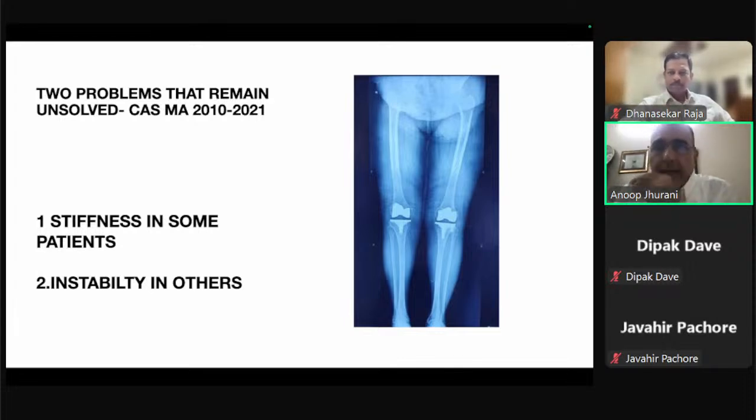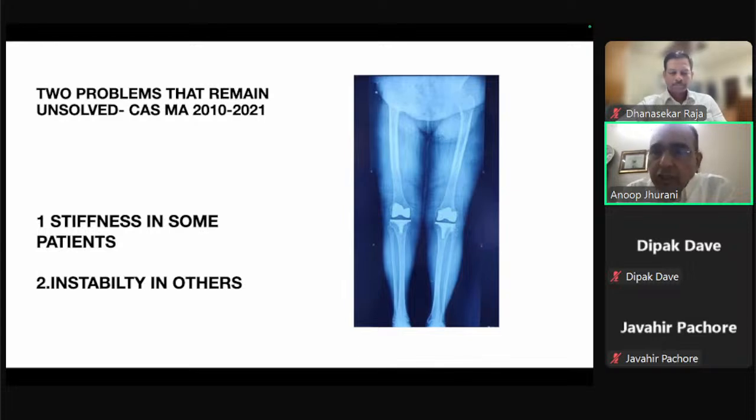So, aiming for a neutral hip-knee-ankle axis. While we were achieving great full-length X-rays, the patient still had 2 problems that remained in my surgical hands at least. One was stiffness in some patients. The reason was that when we were releasing, we were sometimes over-releasing and causing medial opening, and then putting an 11 poly instead of a 9 poly and giving stiff knees. So that was one problem that remained in my hands.